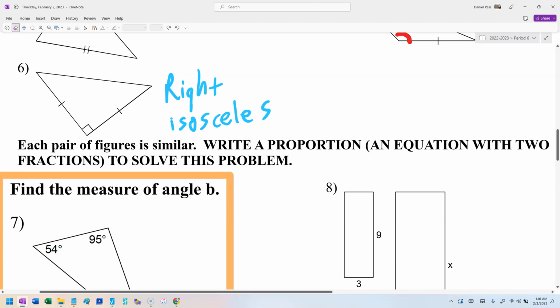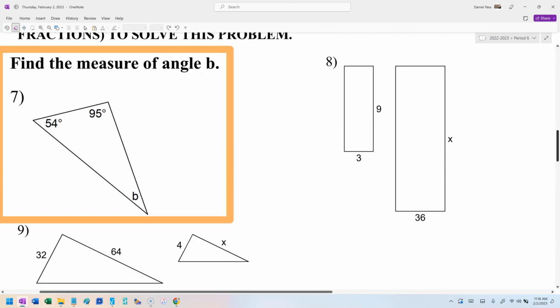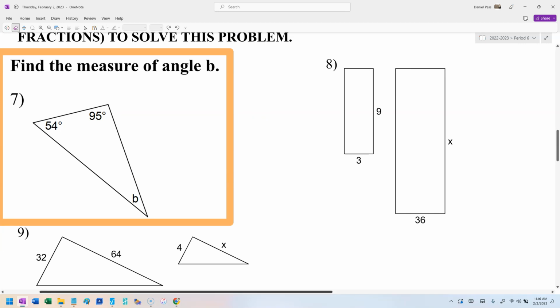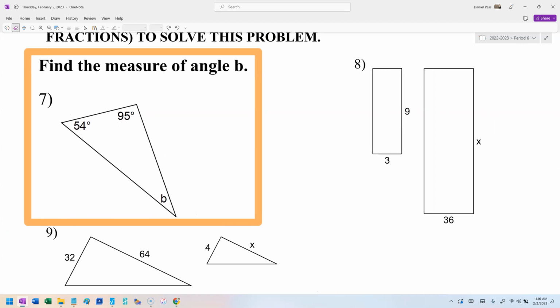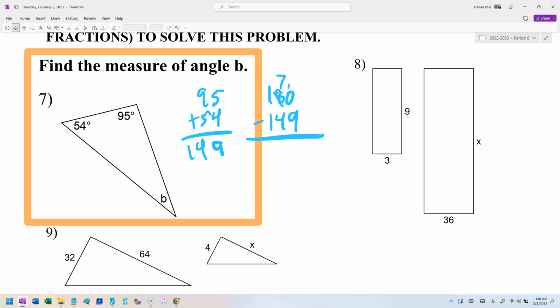Now we changed number 7 again from the paper. Here it is. All right. So how do we do this one? So we're gonna add 95 to 54. 95 plus 54, right? First we add the angles together. And it's 149. Okay. Correct. And then I do 180 minus 149. Very good. Let's find out what's left over. And we get 31. Am I right? Yeah. So this angle right here is 31.